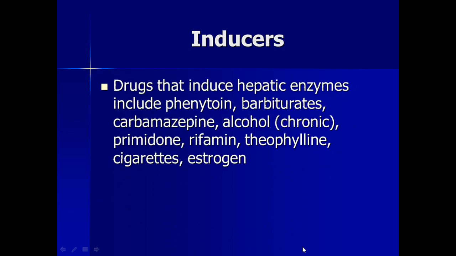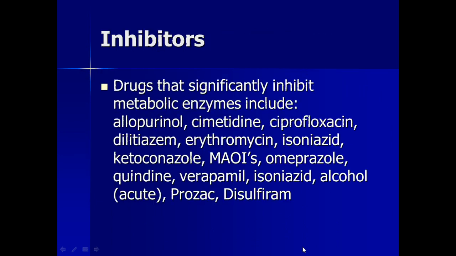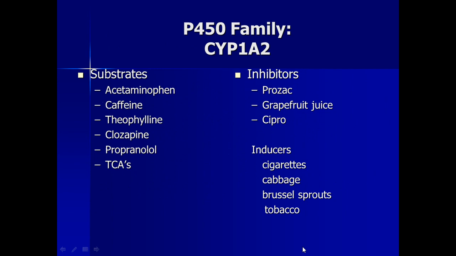Okay, so we've just talked about induction, inducers, inhibitors, so you can read this on your own. This is more examples. So let's talk about CYP1A2, one of the isoenzymes. Remember the equation, substrate plus inhibitors equals increased substrate. So what this means is, if someone takes theophylline, which is a substrate, plus Prozac, which is an inhibitor, we would have increased substrate, which means we would have increased theophylline.